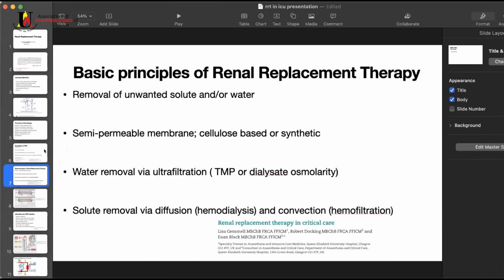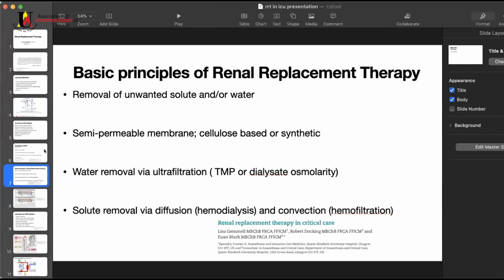So the basic principles: removal of unwanted solutes or water, and it happens via a semi-permeable membrane, which may be cellulose-based or synthetic. And that's important because there's the issue of biocompatibility. The less biocompatible the membrane is, the more it will activate the complement cascade and worsen inflammation for some patients. Then there's also water removal via ultrafiltration, and we'll talk a bit more about these in the subsequent slides.